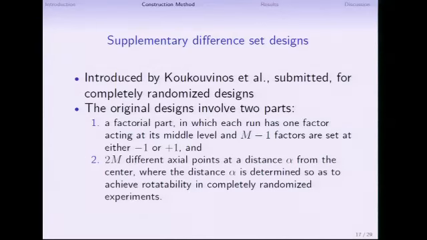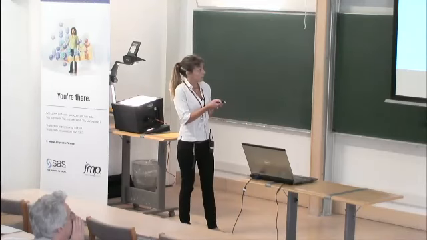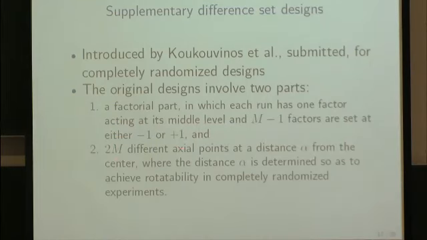The second family that we used in order to construct our equivalent estimation design is the supplementary differential designs, again suitable for completely randomized experiments, introduced by Koukouvinos et al. The original designs involve 2 parts: a factorial part in which each run has 1 factor acting at its mid-level, and m-1 factors set at either -1 or 1, and 2m different axial points at a distance a. The value of a is determined because these designs target being rotatable designs.